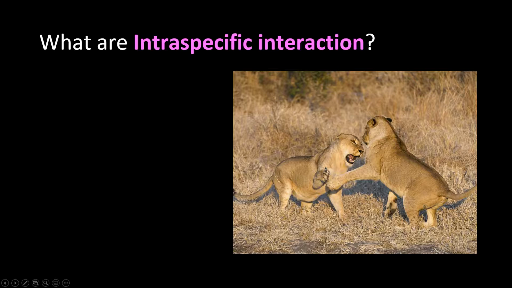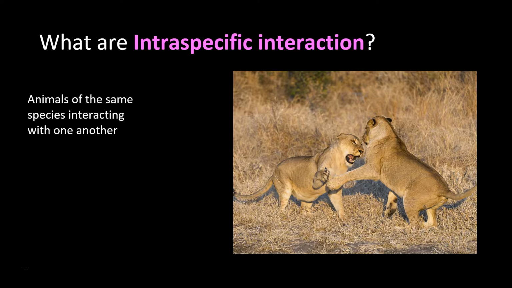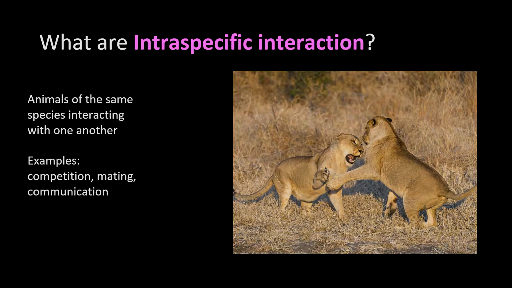Intraspecific, so not inter but intra, is within the same species. So we're going to have competition, lots of different types of competition, sexual competition, those sorts of things. So animals of the same species interacting with one another. That's intraspecific, where inter was different species. Examples: competition, mating, communication, all of those things are intraspecific.